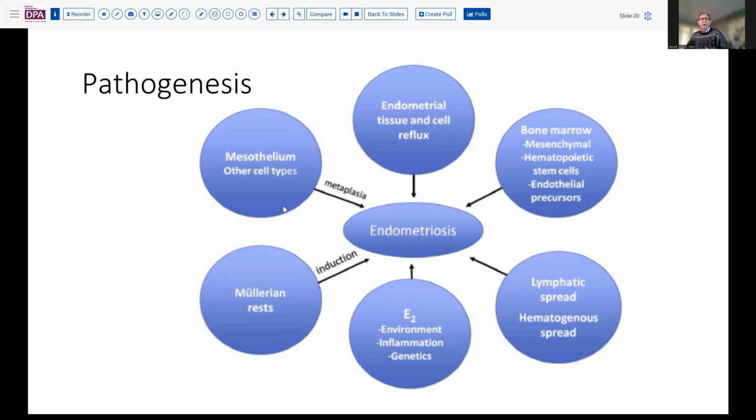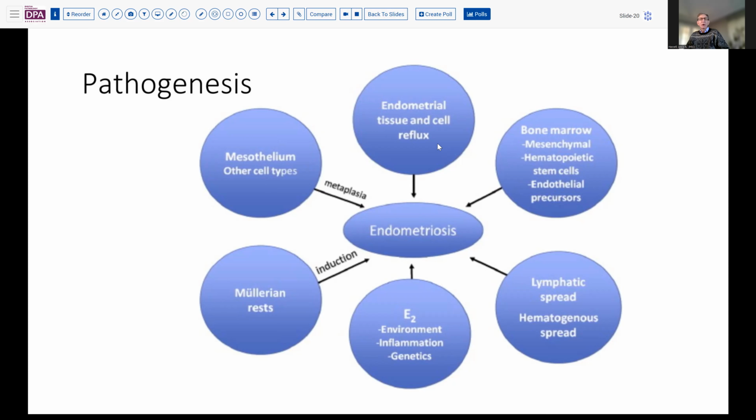Certainly for the more common locations, it's possible that it could arise from either Mullerian rests or mesothelium through either metaplastic or some sort of an induced fashion. It's also possible, and this theory has been shown with some experimental evidence to be a highly possible location, that anything that leads to retrograde menstruation or traumatic implantation of endometrial tissue can potentially lead to endometriosis. So, cervical stenosis with retrograde menstruation could be a predisposing factor for pelvic involvement by endometriosis.